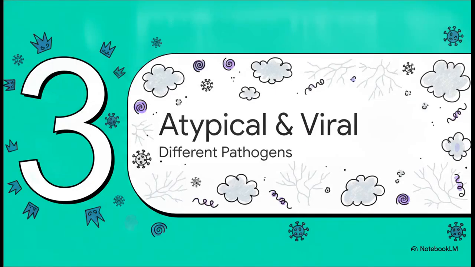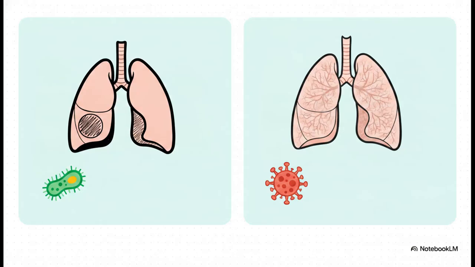Now, let's flip the script and look at atypical and viral patterns. We need to draw a really sharp contrast here, because this is vital in a fast-paced ED. While bacterial pneumonia hits you with that dense focal lobar consolidation we just talked about, viral pneumonia behaves in a completely different way. Viruses, like H1N1 for instance, typically present with bilateral, diffuse, interstitial, or reticular patterns. So instead of one solid white lobe, you're looking at a patchy ground glass appearance that spreads diffusely across both lungs. And usually you'll see minimal to no pleural effusion. It's a very different visual signature.